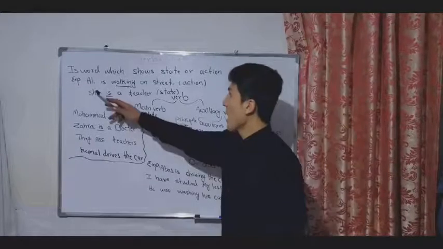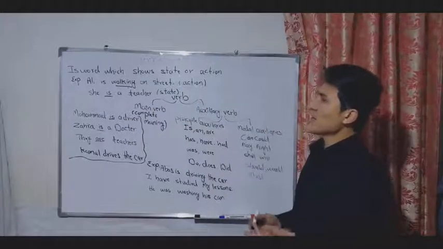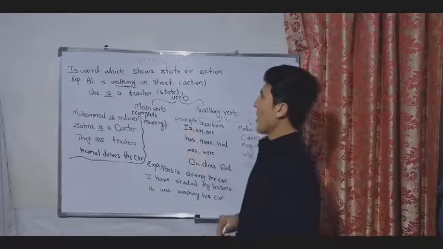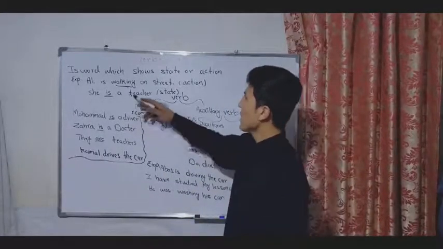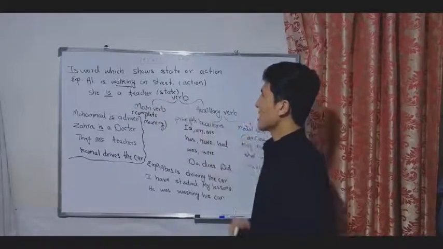For example, Ali is walking on the street. This is an action. What is Ali doing? Ali is walking on the street. She is a teacher. In this example, the word is a verb or shows a state.